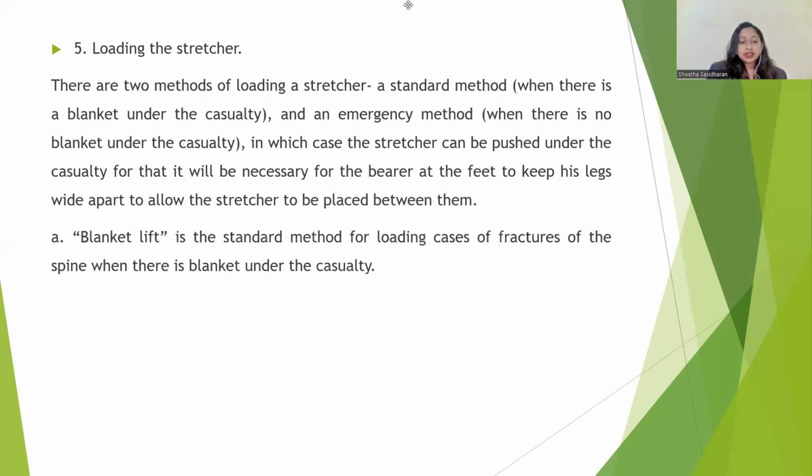A blanket lift is the standard method for loading cases of spinal fracture when the blanket is under the casualty. Roll the two edges of the blanket up against the casualty's sides.